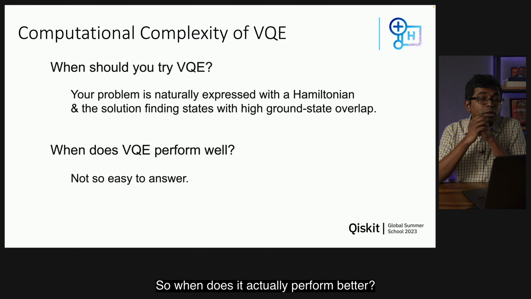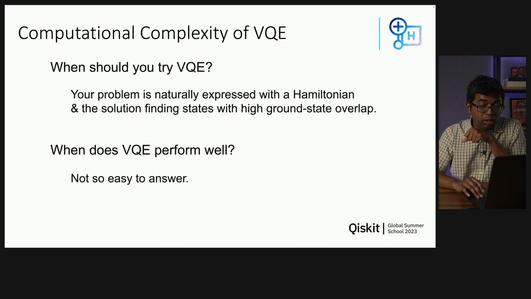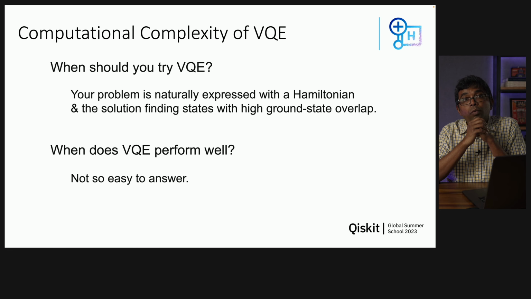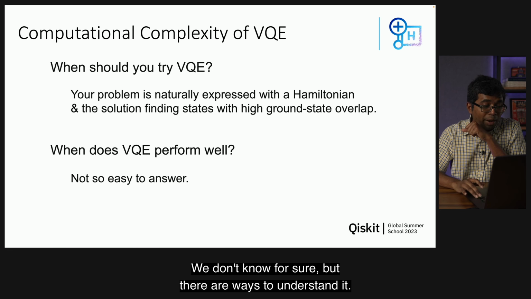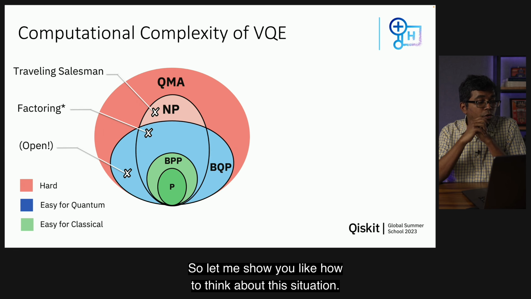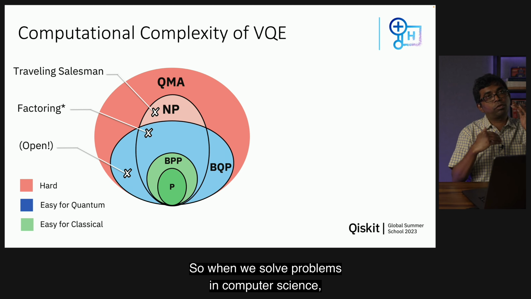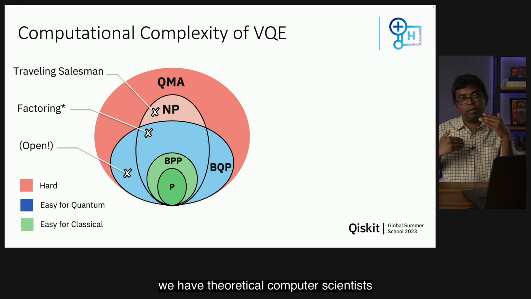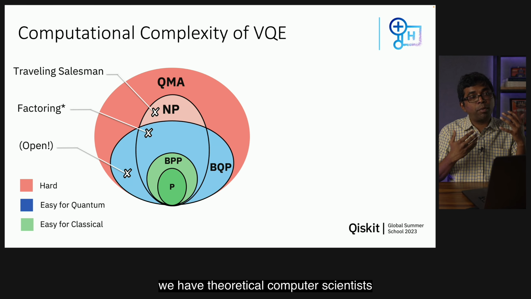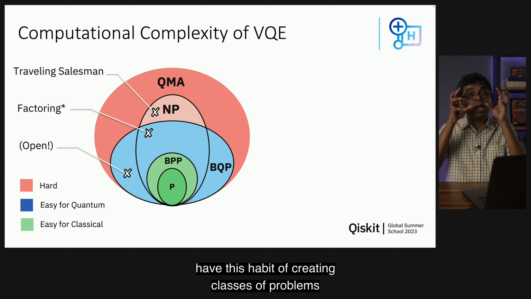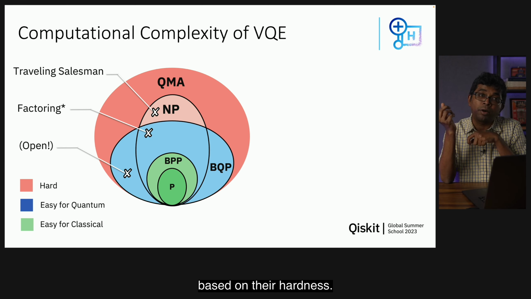So when does it actually perform better? We don't know for sure, but there are ways to understand it. Let me show you how to think about this situation. When we solve problems in computer science, theoretical computer scientists have this habit of creating classes of problems based on their hardness.